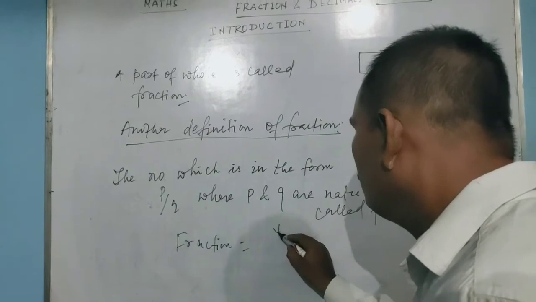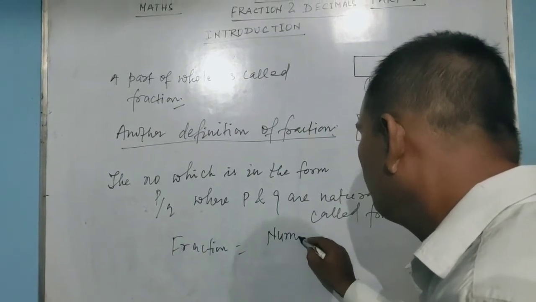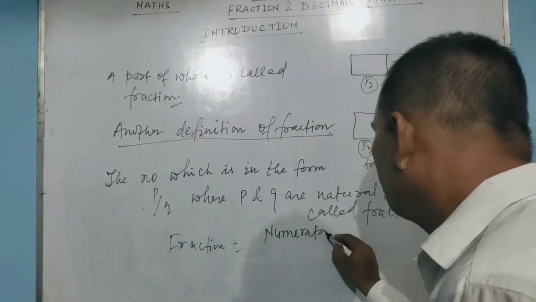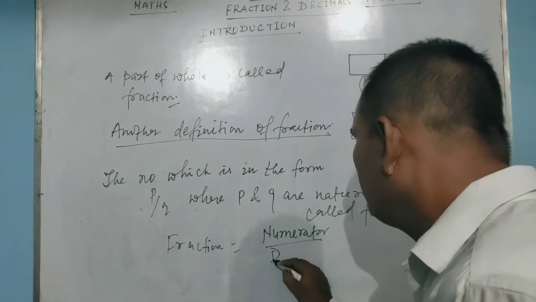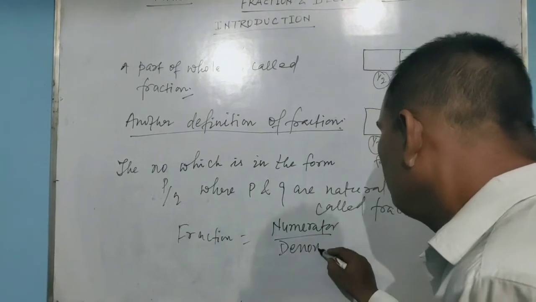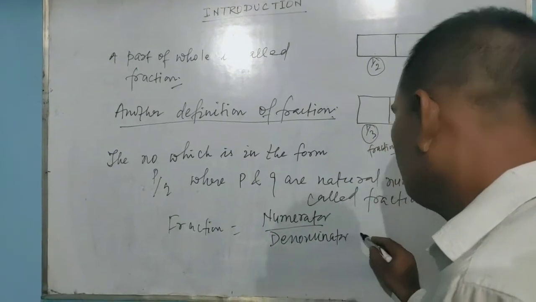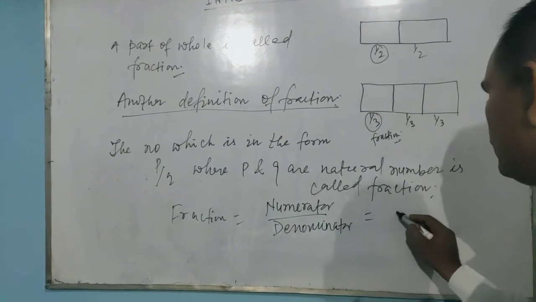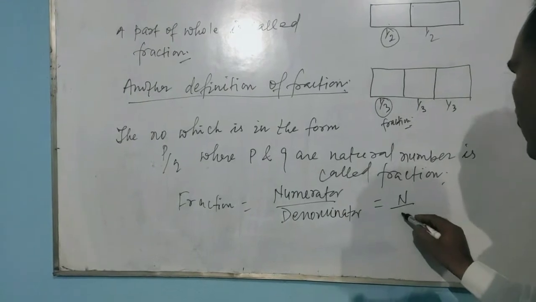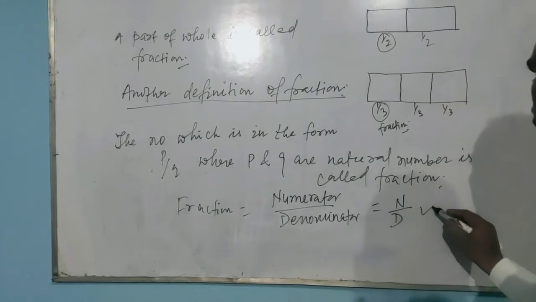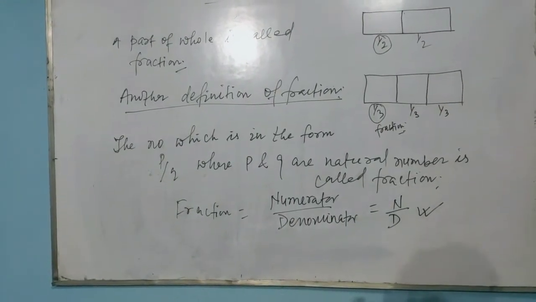equals numerator by denominator. Okay, we can write it in short form as n by d. Okay, understood?